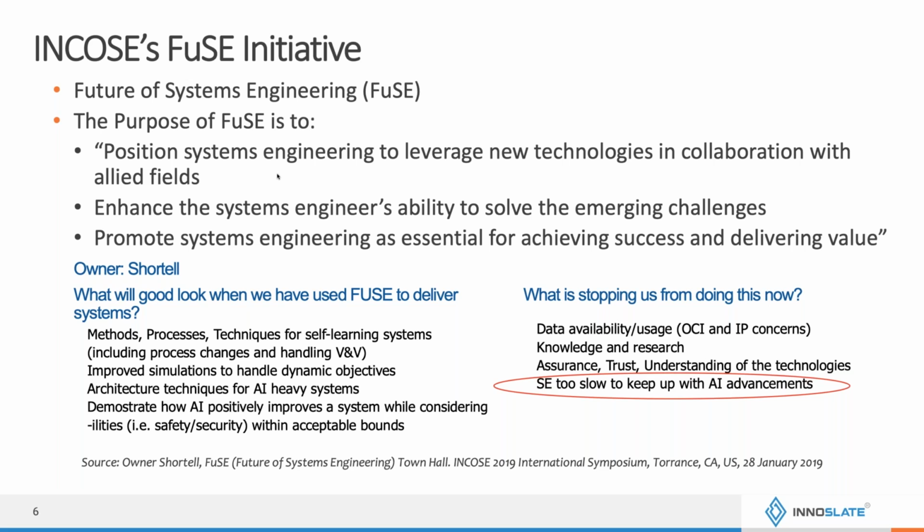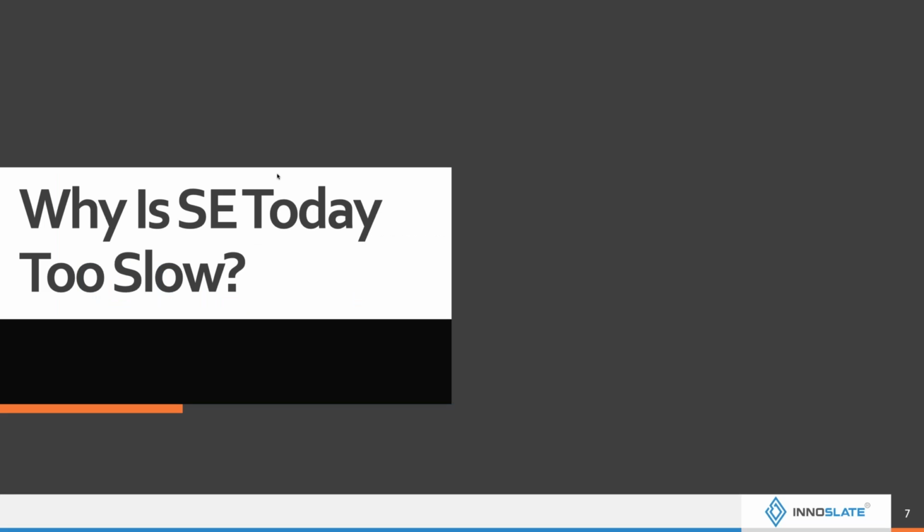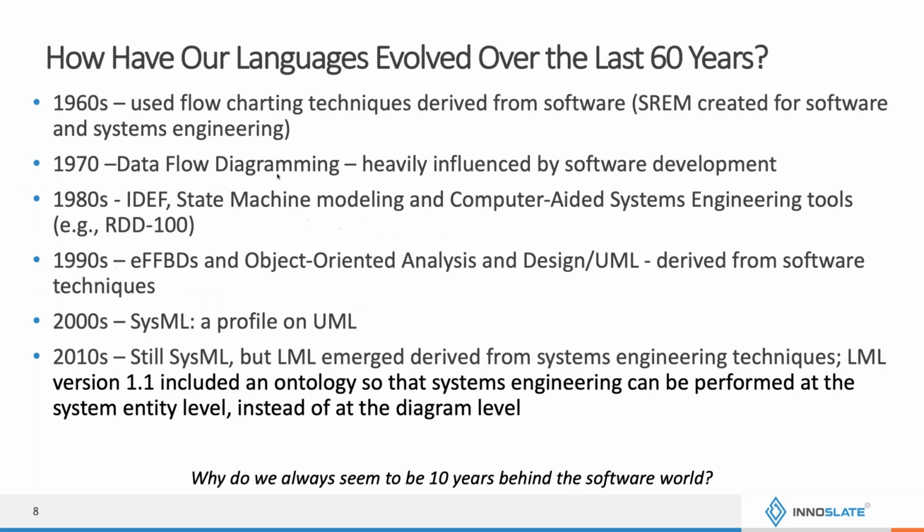But the one that really hit me was that systems engineering is too slow to keep up with AI advances. I don't know why that should be. So I wanted to think about what it is that's causing that problem and look into that a little bit more. So let's take that particular question and delve into it just a little bit more.